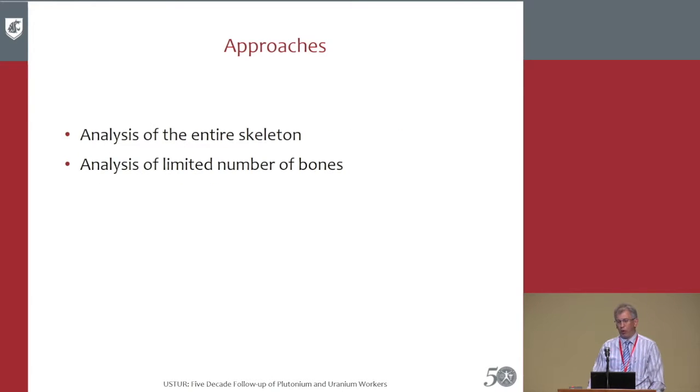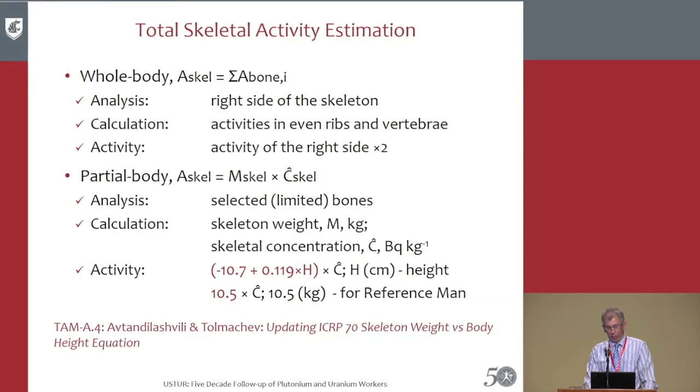There are basically two approaches you can take: analysis of the entire skeleton, or analysis of a limited number of bones. In USTUR, as Ron mentioned in his presentation, we have two types of donation, whole body donation and partial body donation. Of course, if you have a whole body, it's pretty simple. We analyze the right side of the skeleton, calculate activities in even ribs and even vertebrae, and then multiply by 2, assuming the symmetry of the skeleton.